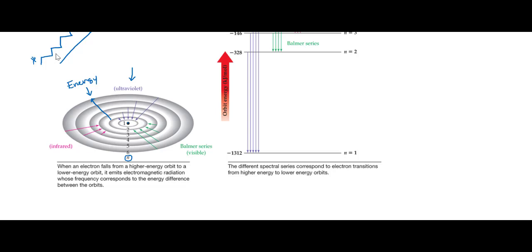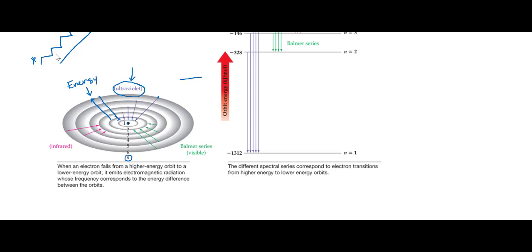And this is what Bohr used to rationalize the atomic line spectra. He said that the electron out here could fall all the way back down to the n equals 1 orbit. So in that case that would be this line, falling from out here in this orbit to the n equals 1 orbit. It could fall from n equals 5 all the way to 4, from 4 to 1, etc. And he said that that corresponded to the different energy levels of the different photons that were being emitted.